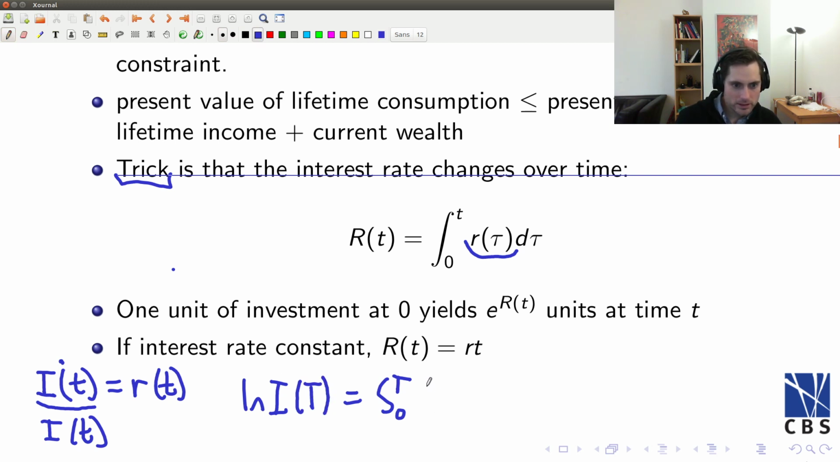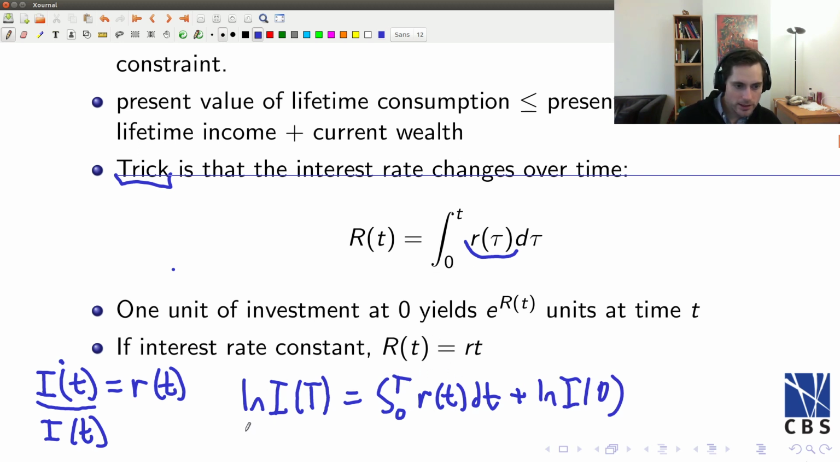And it's going to be our little r(t) dt plus a constant. Okay, and if you plug in 0, you're going to see that this constant is actually just going to be log of I at time 0. Now notice this is actually just our definition of big R(T).